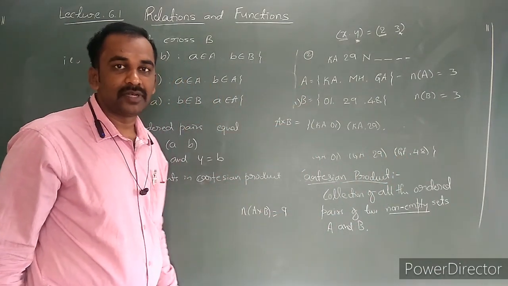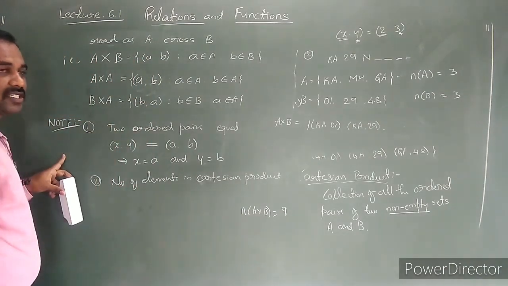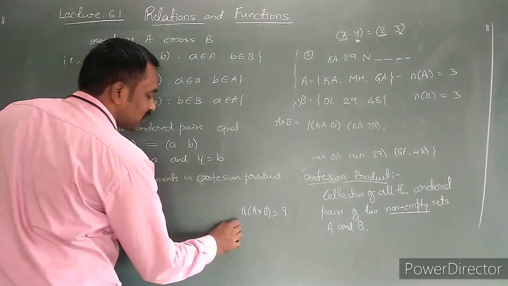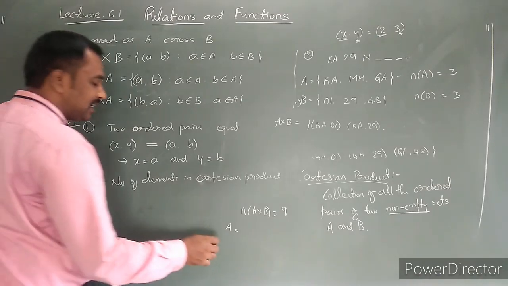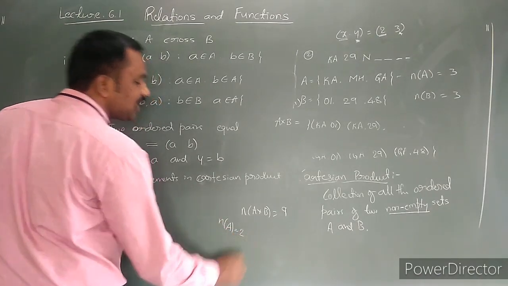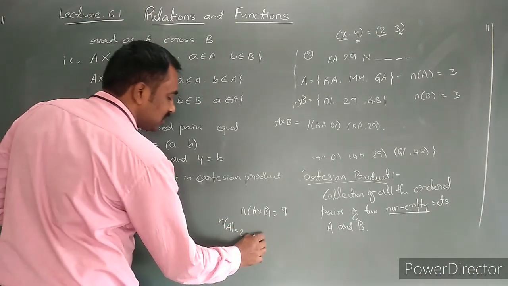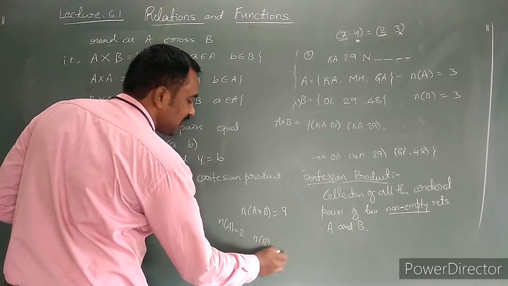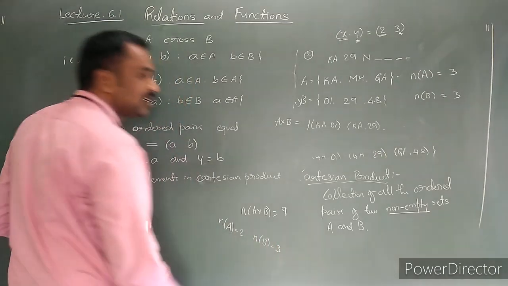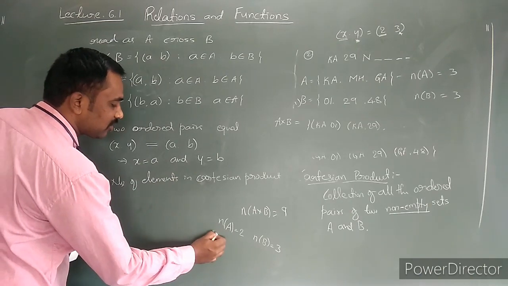Here is a particular example. Previously, we also took a first example. What is the first example? Set A contains 2 colors, red and blue. That is nothing but n of A is 2. And set B contains 3 objects, a, b, c. n of B is how much? 3. Then you write A cross B.